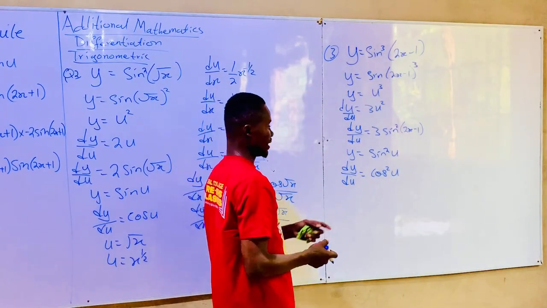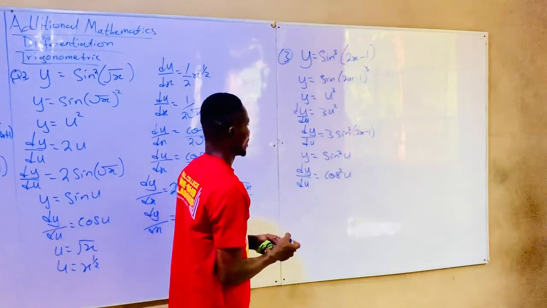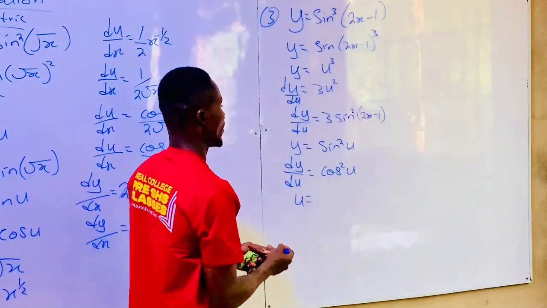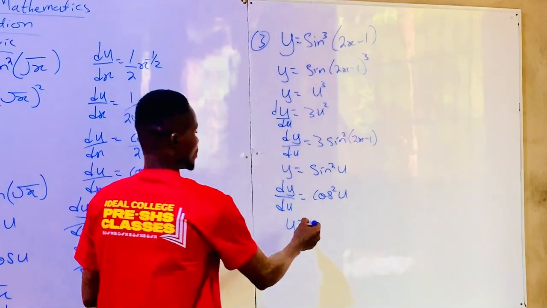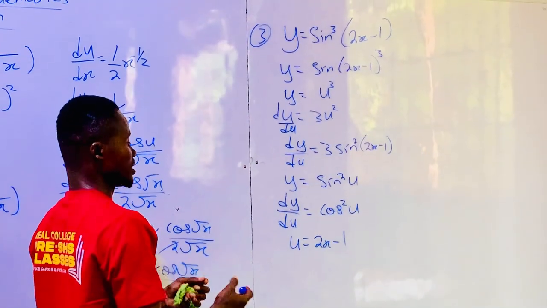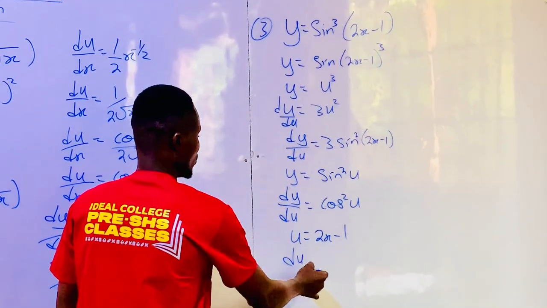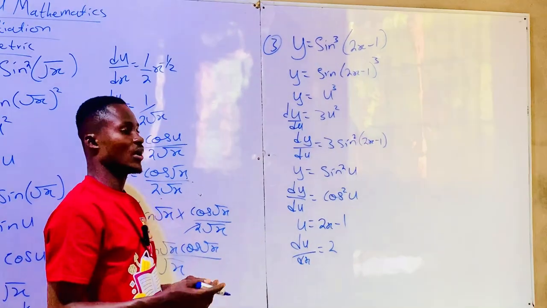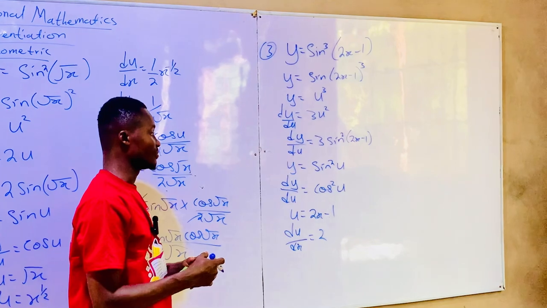Now, what do we do next over here? We have to go and pick our u. So our u will be equal to 2x minus 1. So we have to differentiate this. So our du over dx is equal to 2. Now, what do we do next here?